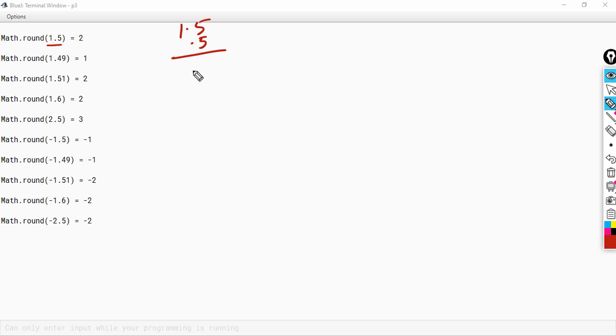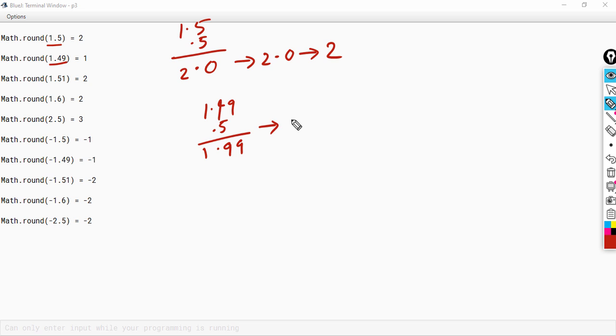1.5, if we add 0.5 to it, that will give us 2.0, and 2.0, its floor value is also 2.0. And since the return type of round is integer, this will be 2. Similarly, 1.49 plus 0.5, that will give you 1.99. 1.99, its floor value is 1.0, okay. So its integer value will be 1. So 1 is the answer.